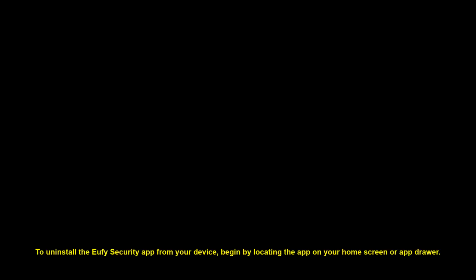To uninstall the Eufy Security app from your device, begin by locating the app on your home screen or app drawer. Press and hold the app icon until a menu appears. Select the option that says uninstall or remove. Confirm the uninstallation by tapping OK or Yes.